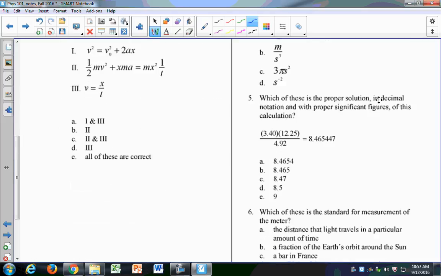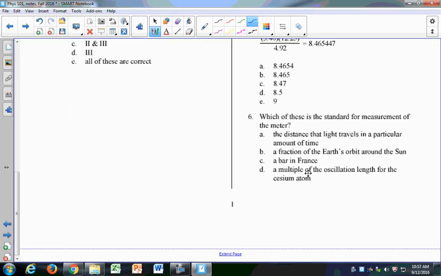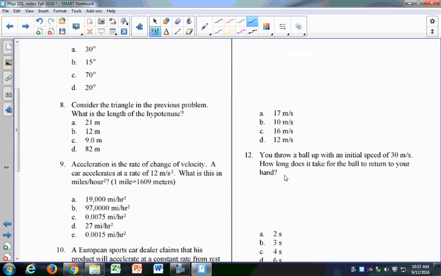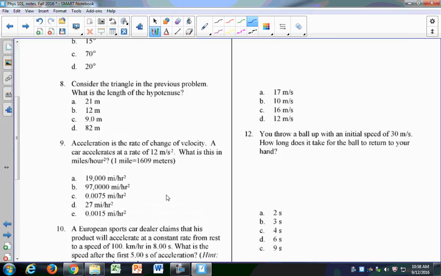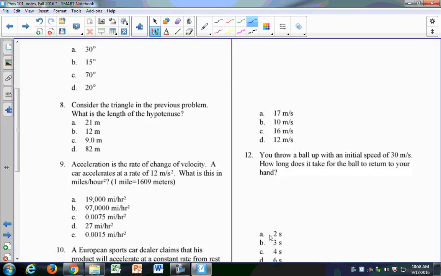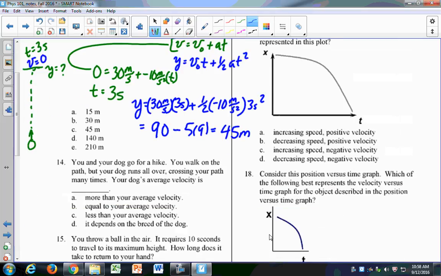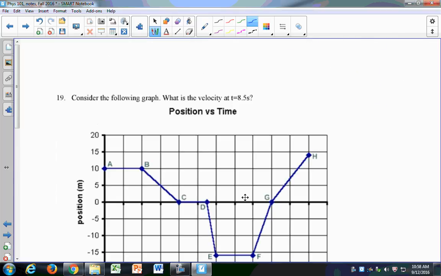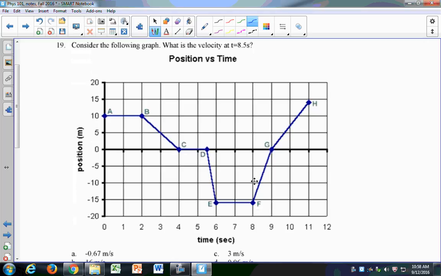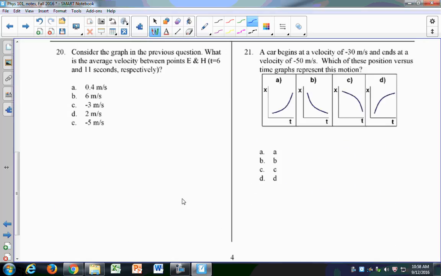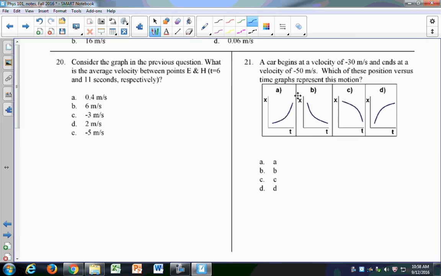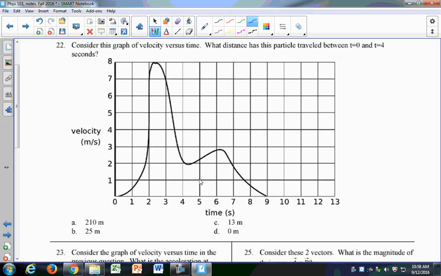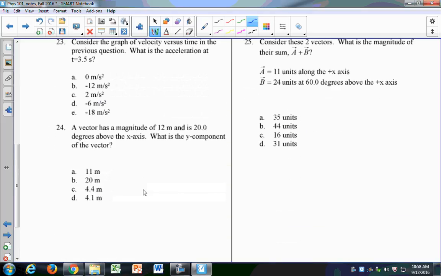So we have dimensional analysis. These are estimation problems, significant figures, standards, trig. Here's some units, conversion of units here and here. Some of these are kinematics problems here and here. There's some of our qualitative type problems where we're looking at graphs, describing their motion. Some conceptual problems, 14 through 16, regarding kinematics. This is a graphing problem. This is a quantitative graphing problem. What is the velocity at t equals 8.5 seconds? Some more qualitative graphs in number 21. Here's another quantitative graph. As I said, I think I said four of those quantitative graphs. In this one, it's asking for distance, so you have to approach it slightly differently. Acceleration. And then here's your vectors.